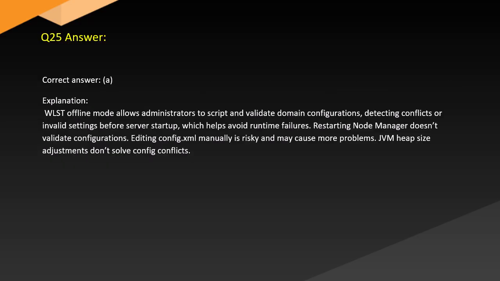Answer. Correct answer: A. Explanation. Offline mode allows administrators to script and validate domain configurations, detecting conflicts or invalid settings before server startup, which helps avoid runtime failures. Restarting Node Manager doesn't validate configurations. Editing config.xml manually is risky and may cause more problems. JVM heap size adjustments don't solve config conflicts.